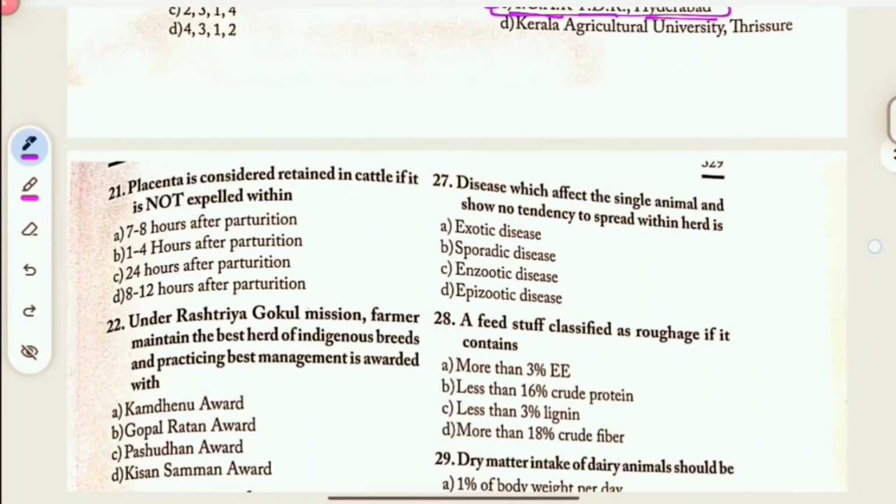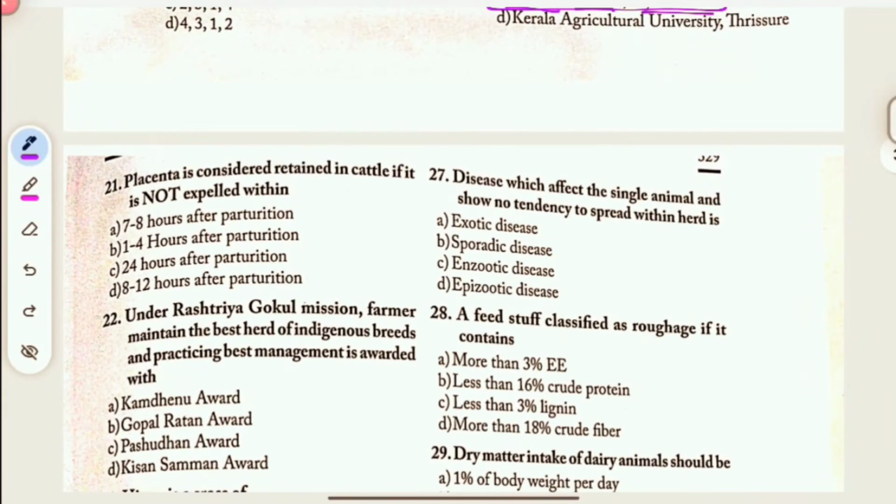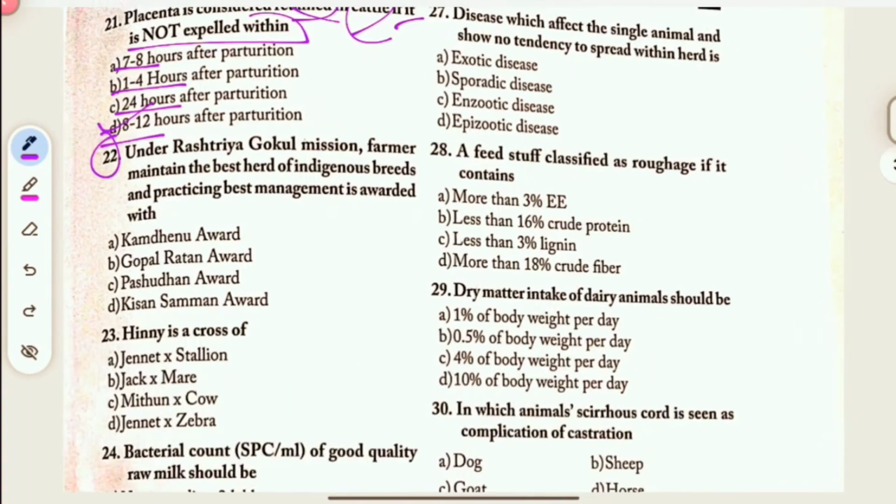Now the question number 21 says placenta is considered retained in the cattle if it is not expelled within 7 to 8 hours, 1 to 4 hours, 24 hours, and then 4 to 12 hours. The correct answer for this question is 8 to 12 hours. This is a very important question. This is under Rashtriya Gokul Mission.